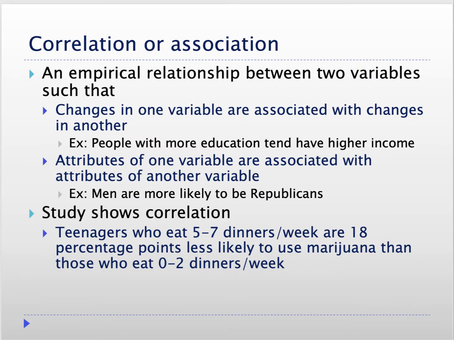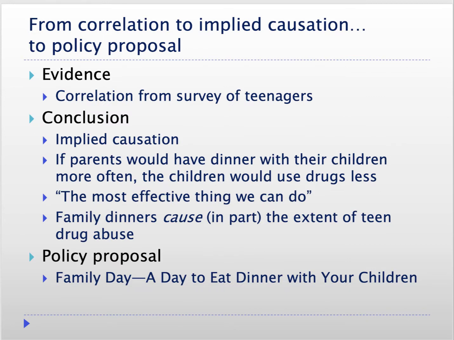So correlation, as you know, is an empirical relationship between two variables, so that if you change one variable, changes in one variable are associated with changes in others. People with more education tend to have higher incomes. Men are more likely to be Republicans. Sometimes people make a distinction between correlation, the thing you learned in statistics, which is relevant for quantitative variables, and association, which can also be categorical variables, including nominal categorical variables, that have no direction. We're not going to emphasize that difference. We're pointing now to the fact that the evidence was correlation, but they made a causal conclusion, and they, in fact, had a proposal, family day, a day to eat dinner with your children.